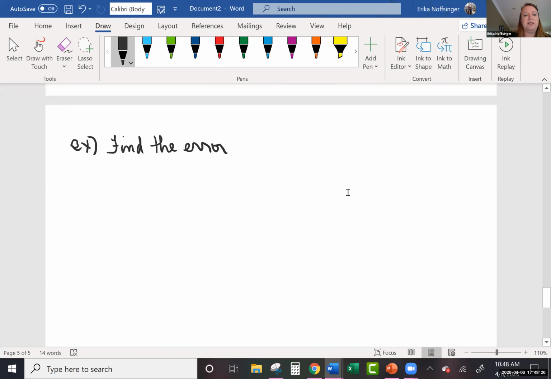So let's just do one of those and then we'll take a break. So what if we had the square root of 2x minus 1 plus 3 is equal to 5. And so the student went through the process to solve this.